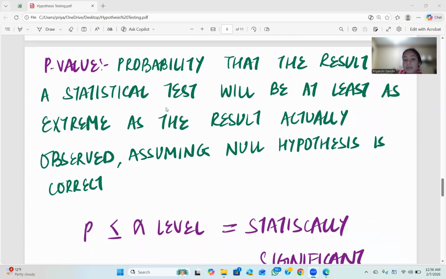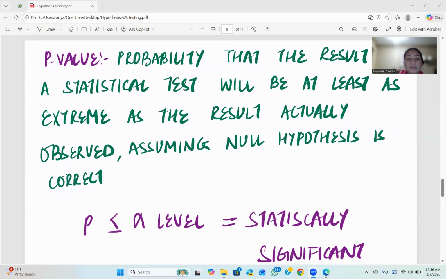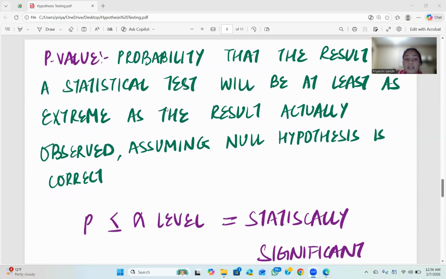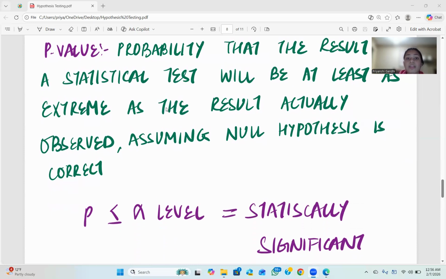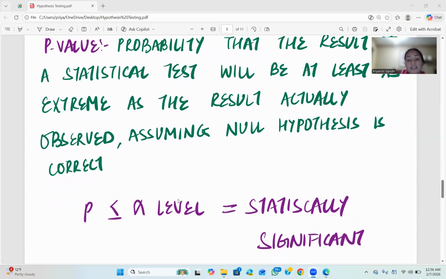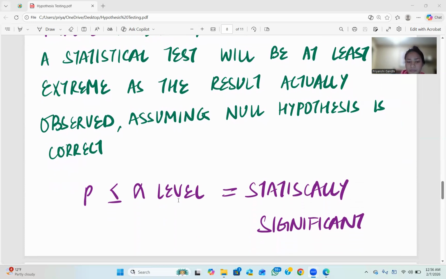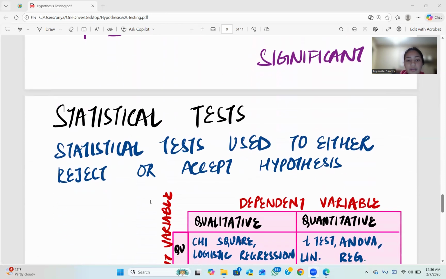So the p-value, a very important thing, is the probability that the result of a statistical test will be at least as extreme as the result actually observed, assuming the null hypothesis is correct. If the p-value is less than or equal to the alpha level, then it's statistically significant. Oftentimes in question stems, the alpha level is not stated and we assume it to be 0.05.